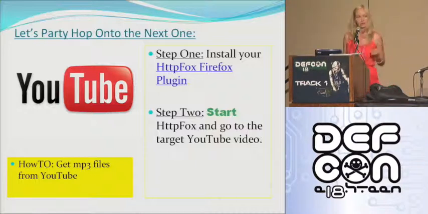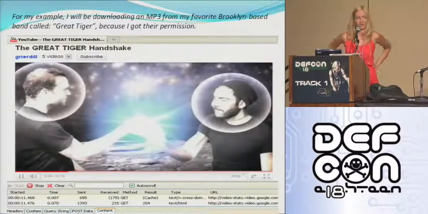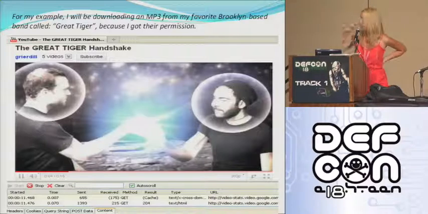You're going to start HTTP Fox, and you're going to browse to the YouTube page that you want to extract media from. For my example, again, I'm using Great Tiger, the Brooklyn band. I'm using one of their videos. In this shot, you can see there's traffic already captured there at the bottom.